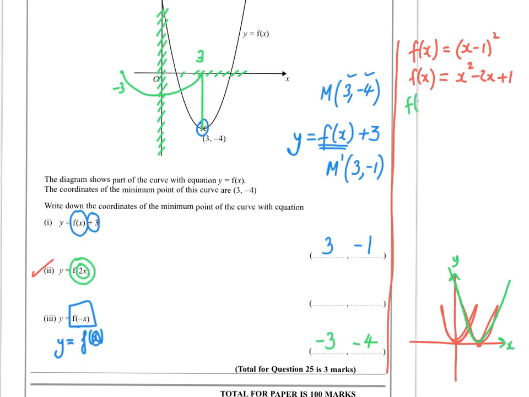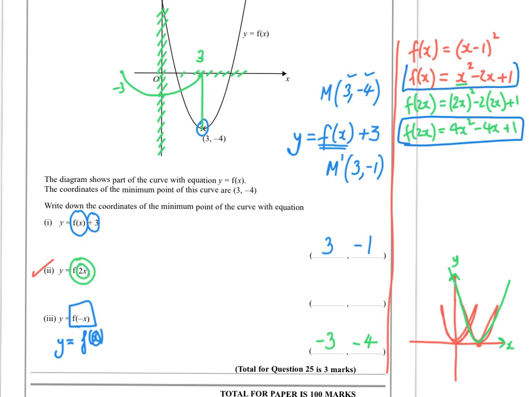But if I had f of 2x, let's see what happens here. Well, x becomes 2x now, so I'll have 2x squared minus 2 lots of 2x plus 1, and that will give me 4x squared minus 4x plus 1. So, how does that change what's happened in this situation? Well, if we compare this one here, and I'll draw boxes around them, f of 2x and f of x in this case, the intercepts were unchanged, both at 1.